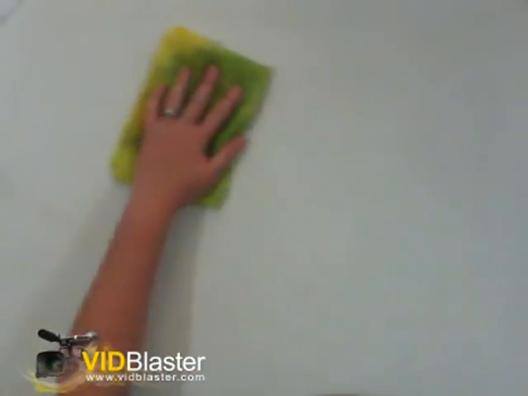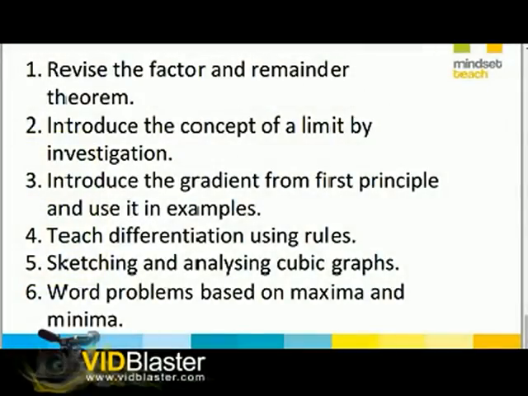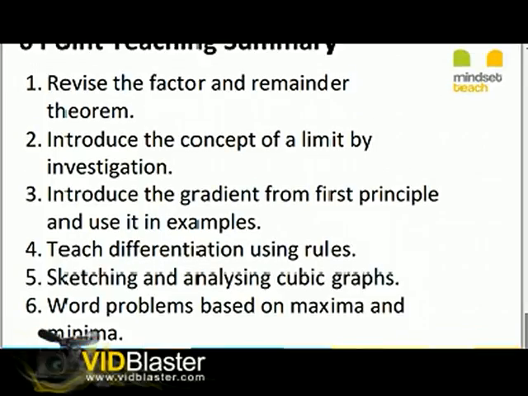Shall we go on to your 6-point teaching summary? Most people do 5 points. 6 points needed for calculus? Yes, I start with, but CAPS does it as well. I always do revise the factor and the remainder theorem.